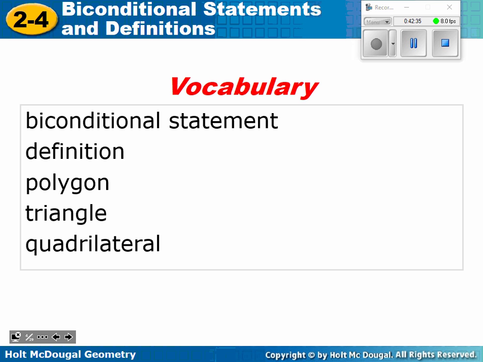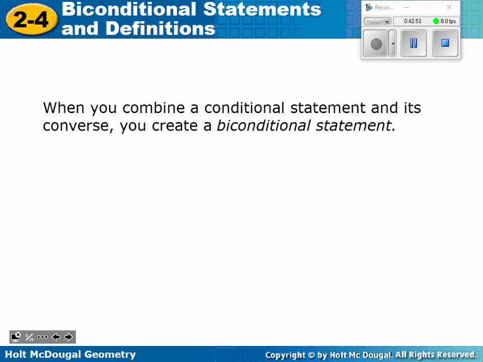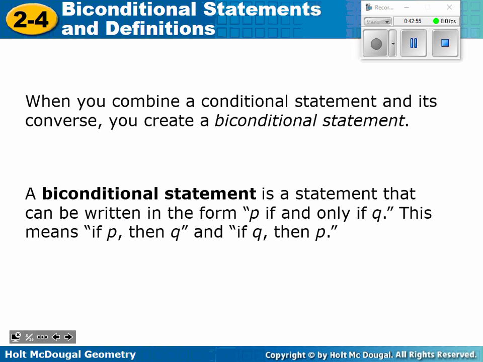Biconditional is probably the most important one for proofs because all of your definitions are going to be biconditional statements or can be written as biconditional statements, and that's what they're going to talk about in this section. And I'll explain, when we talk about what a biconditional statement is, why that's so important. So here is your definition for biconditional.